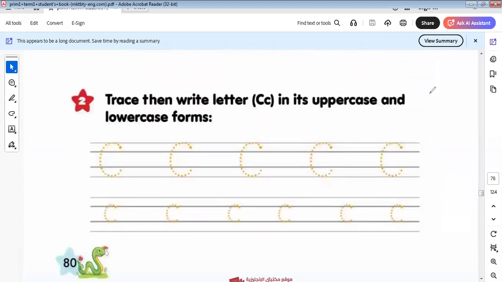Here is capital C and small c. We can say capital or small, or uppercase or lowercase, both are correct. But we are more familiar with capital and small. So here we have capital C and small c. Capital C is written like this. This is capital C and this is small c.